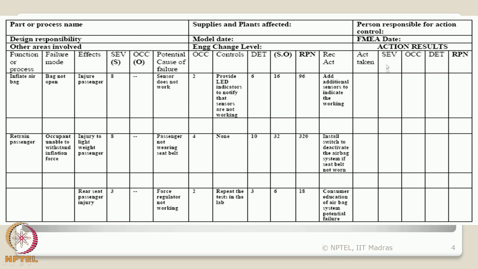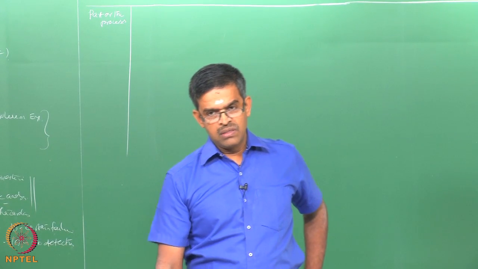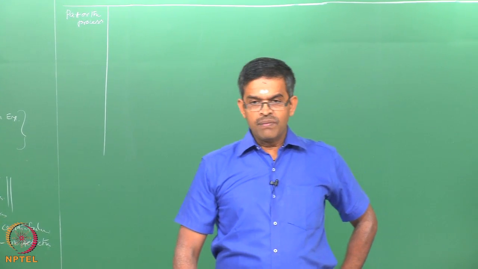Therefore, now what is the severity, occurrence and detection, and what is the RPN? One can always compare whether the RPN after the action taken is lower or higher. Obviously, it will be lower because you take an action and that is implemented in the design. Therefore, this will be lower. So, this is going to be the summary sheet at the end, which will show what revision has been made or what actions have been implemented after the model date, and therefore, now the product is ready for release to the commercial market.